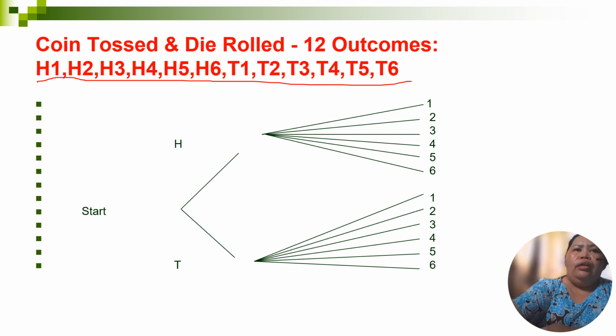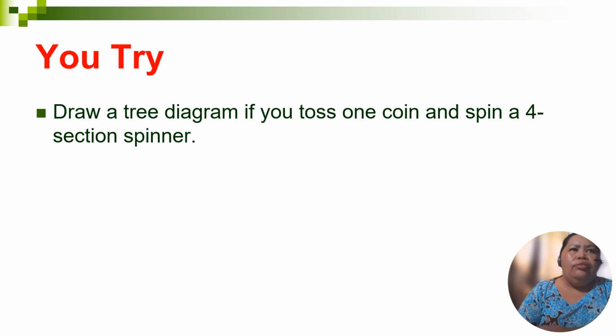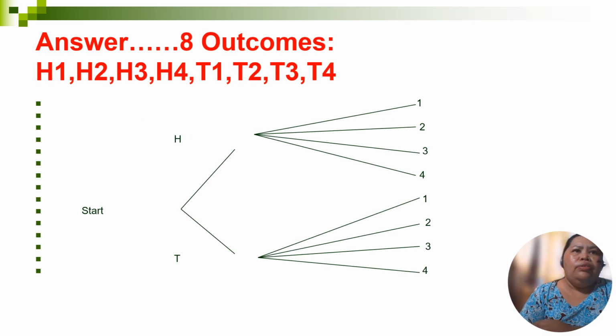Next, let's try. Draw a tree diagram if you toss one coin and spin a spinner with four parts. If you have a coin again, it has a head and tail, so we can have this result. Then we have the spinner, which has four parts, so we have eight outcomes again. 1, 2, 3, 4, 5, 6, 7, 8.